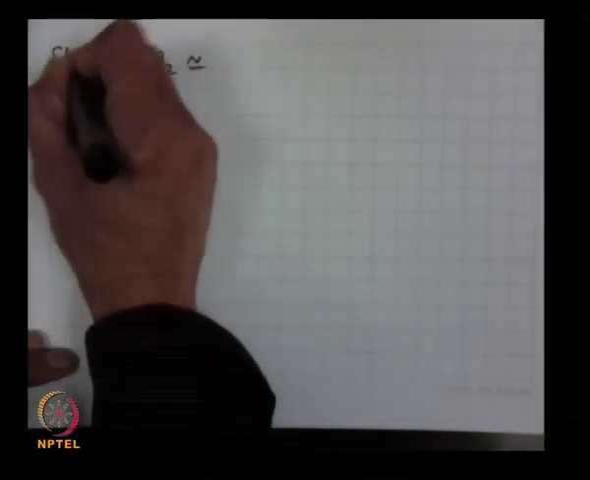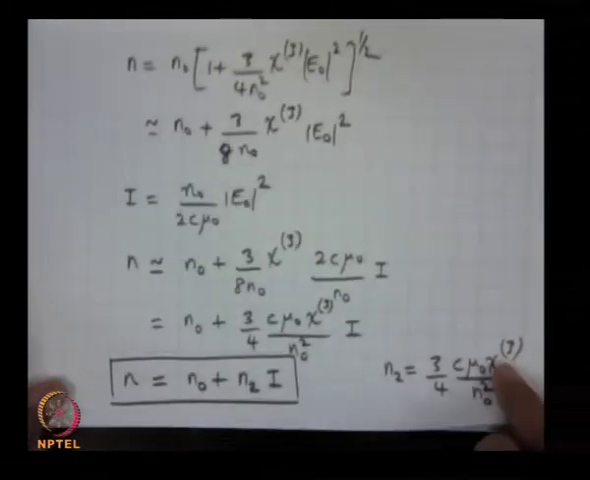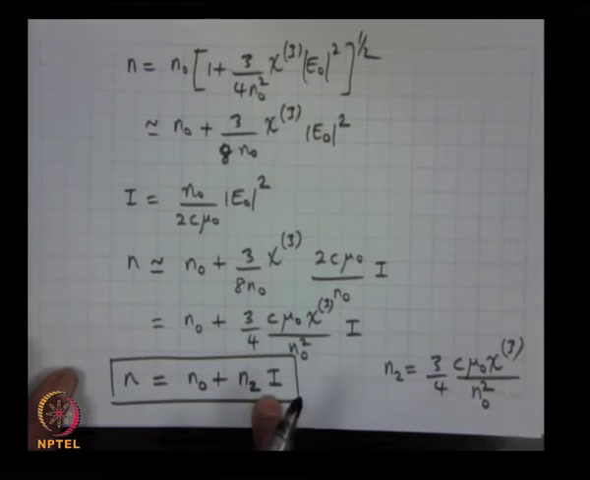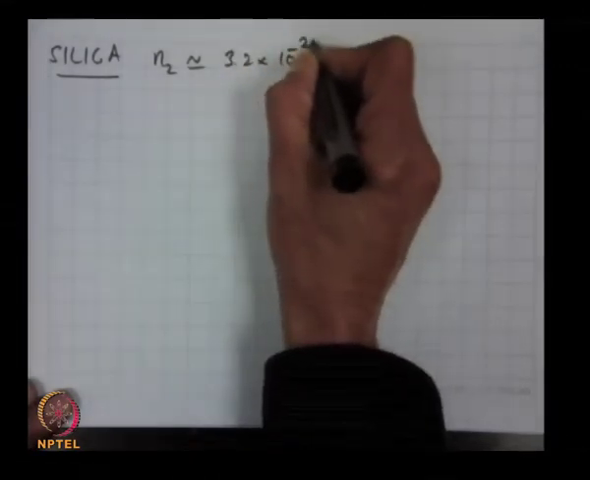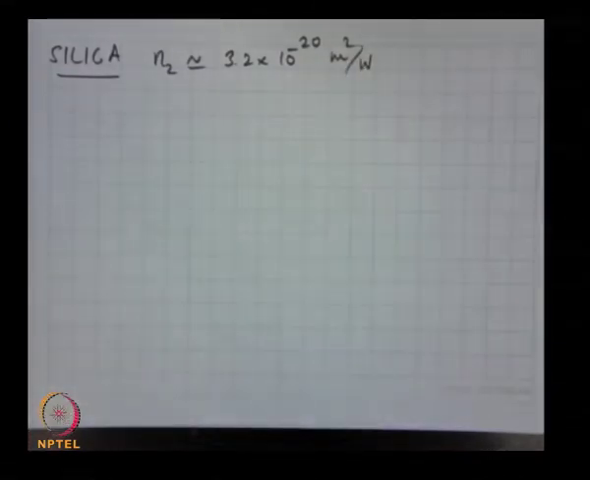the value of n2 is about 3, so n2 for silica, what will be the unit of n2? Meter square by what? By joules. By joule? Meter square per watt. 3.2 into 10 to the minus 20. See, extremely small.